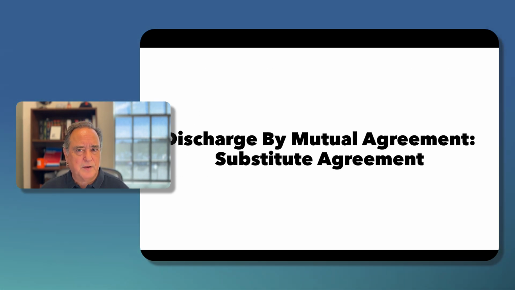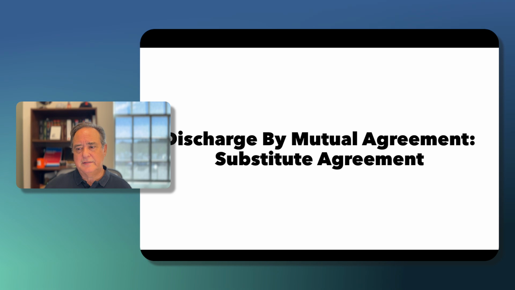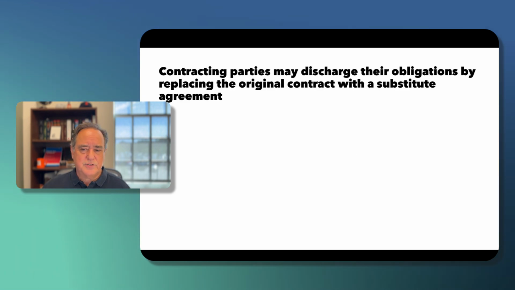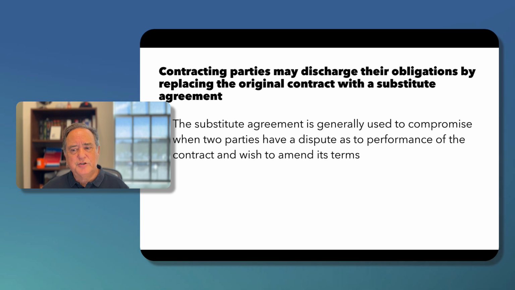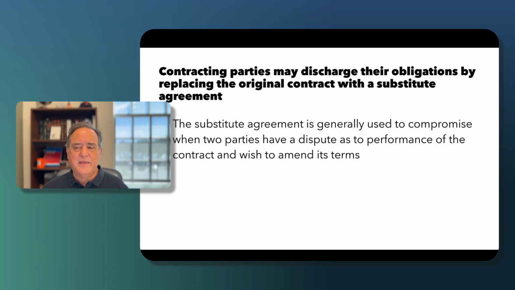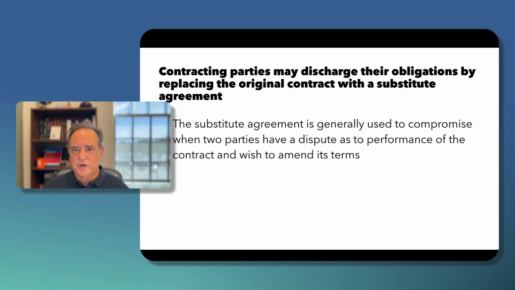So now we've talked about rescission and we've talked about accord and satisfaction. Let's turn to another way in which the parties can discharge their obligations without performance. Contracting parties can discharge their obligations by replacing the original contract with a substitute agreement. Now, the substitute agreement is generally used to compromise when two parties have a dispute as to the performance of the contract and they wish to amend the terms.